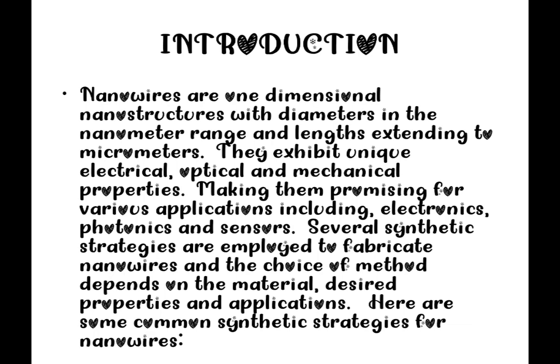Introduction. Nanowires are one-dimensional nanostructures with diameters in the nanometer range and lengths extending to micrometers. They exhibit unique electrical, optical and mechanical properties, making them promising for various applications including electronics, photonics and sensors. Several synthetic strategies are employed to fabricate nanowires, and the choice of method depends on the material, desired properties and application. Here are some common synthetic strategies for nanowires.